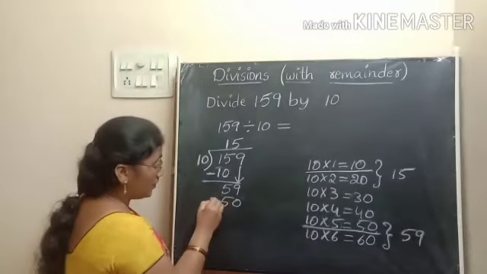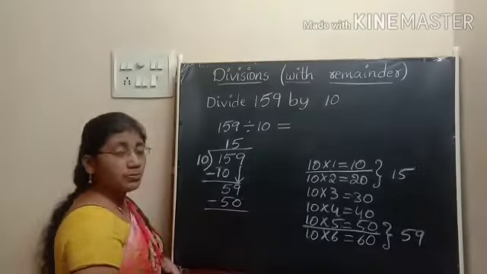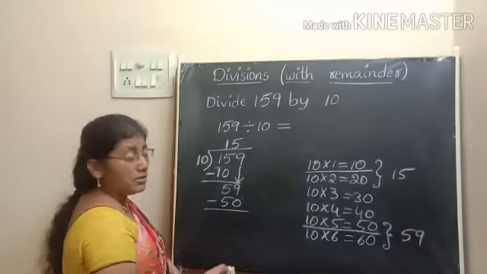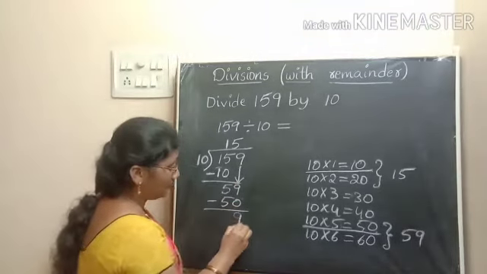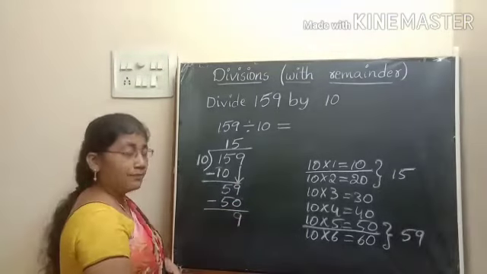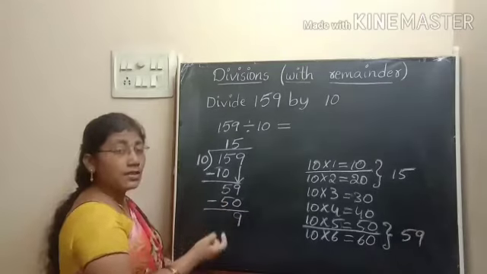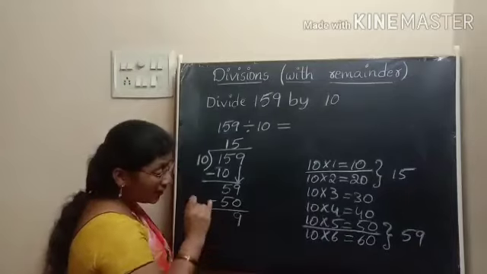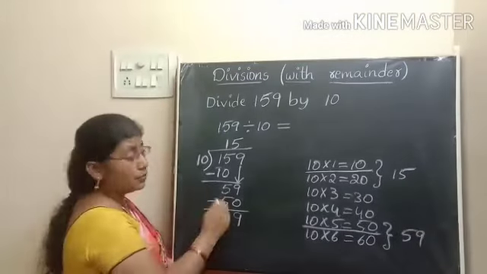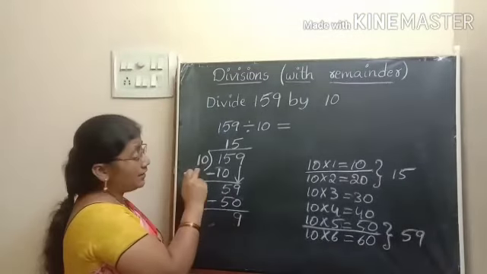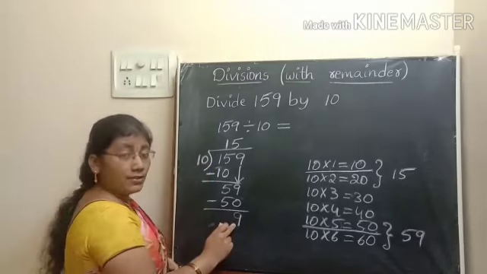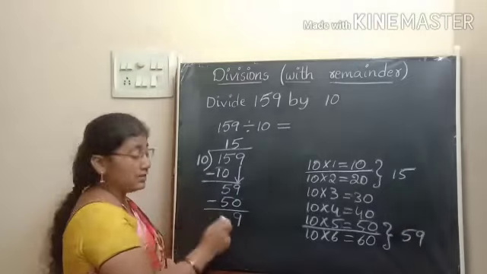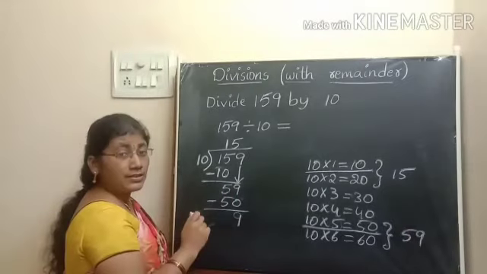So take subtraction. 9 minus 0. How much is it? 9 only. 5 minus 5 is 0. But there is no need to write 0. Now compare 9 with the divisor. Here the divisor is 10 and here we have 9. This is less than the divisor.